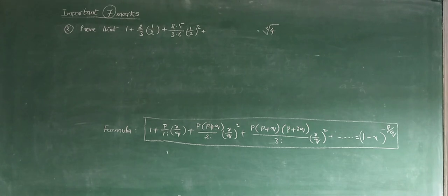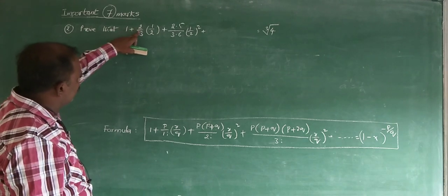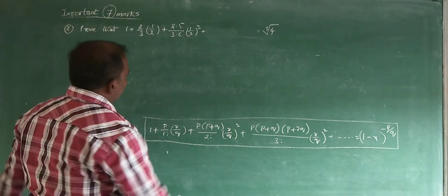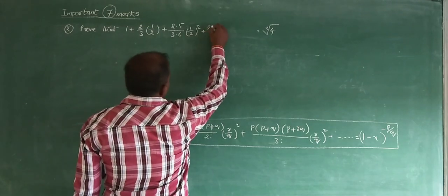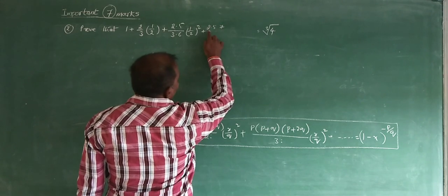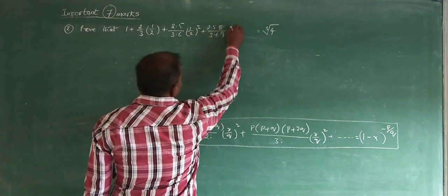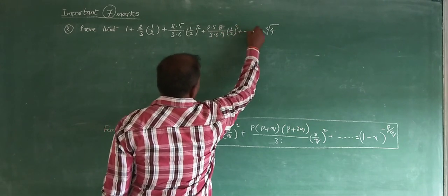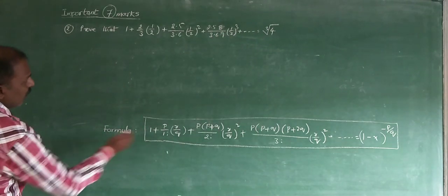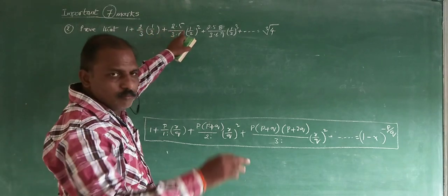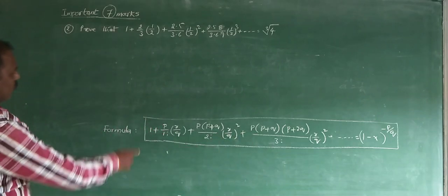Right. Given the series, how do we do that? 1 plus 2 by 3 into 1 by 2, plus 2 into 5 by 3 into 6, 1 by 2 whole square. Now the next term: 2 into 5 into 8, the common difference is 3, by 3 into 6 into 9, 1 by 2 whole cube will be the next term, and so on. Now we have to write this in the form of all positive terms. It's increasing: 2 into 5, 2 into 5 into 8. This is the formula for it. So we have to write this.